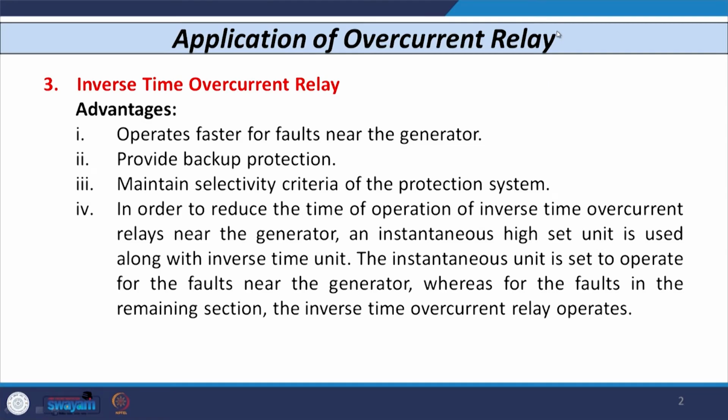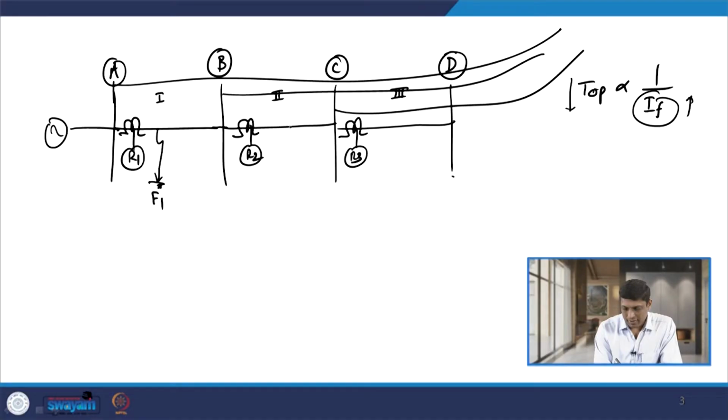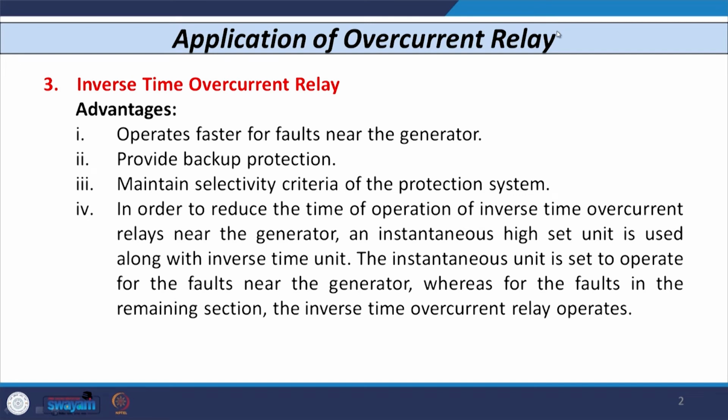The second advantage is that this relay provides backup protection. Again, if any fault occurs in section 2, let us say at F2, the R2 relay acts as the primary relay and it has to sense this fault. If R2 fails due to some reason, then R1 has to provide backup. This type of backup is possible if all the 3 relays are inverse time overcurrent relays. The third advantage is that it maintains stability for the protection system. This type of relay remains stable for any external fault situation.